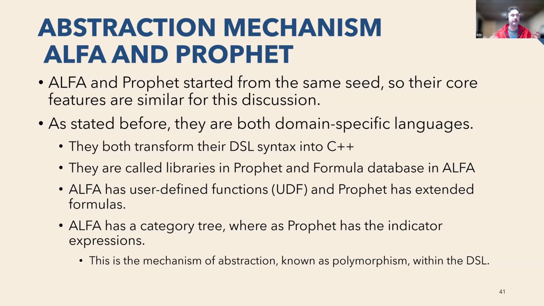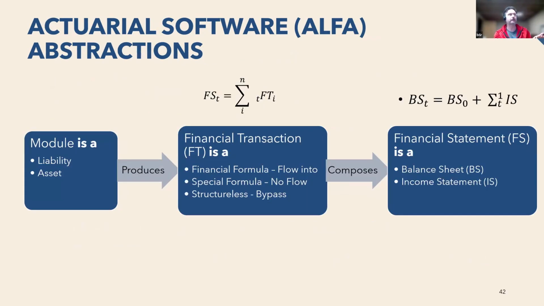They're almost identical. They both transform the DLLs to C++. In Prophet, you're going to call it a library. In ALFA, you're going to call it a formula database. In ALFA, you're going to have user-defined variables. In Prophet, you're going to have extended formulas. In ALFA, you're going to have a category tree. In Prophet, you're going to have indicator expressions. But they're really the same. They're really the same exact concepts in both software. All right.